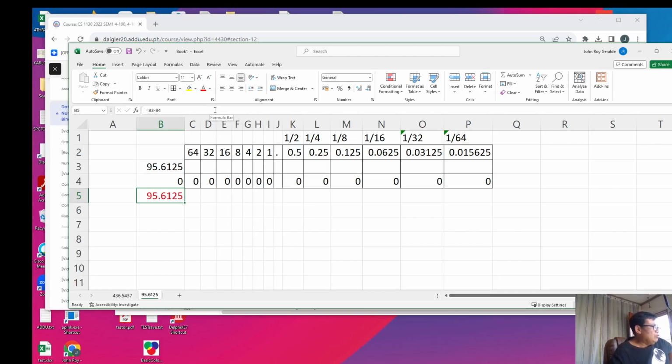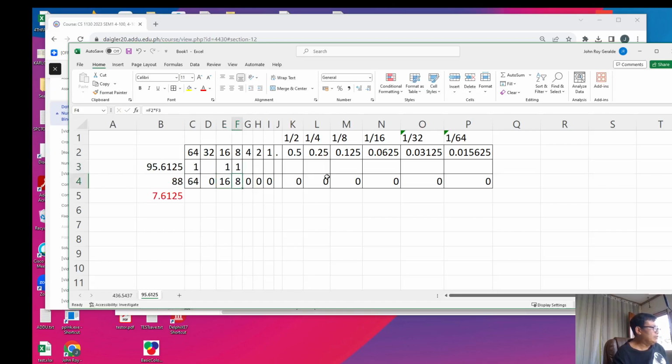So what's the next value that's lesser than 95? Obviously, that's 64. When we mark that, we're left with 31. When we're left with 31, it tells us that we cannot pick 32 because it's already bigger. We can pick 16. If you attempt to mark 32, you will know that you have an error because the resulting difference is already negative. So we correct that. We mark 16, we're left with 15.